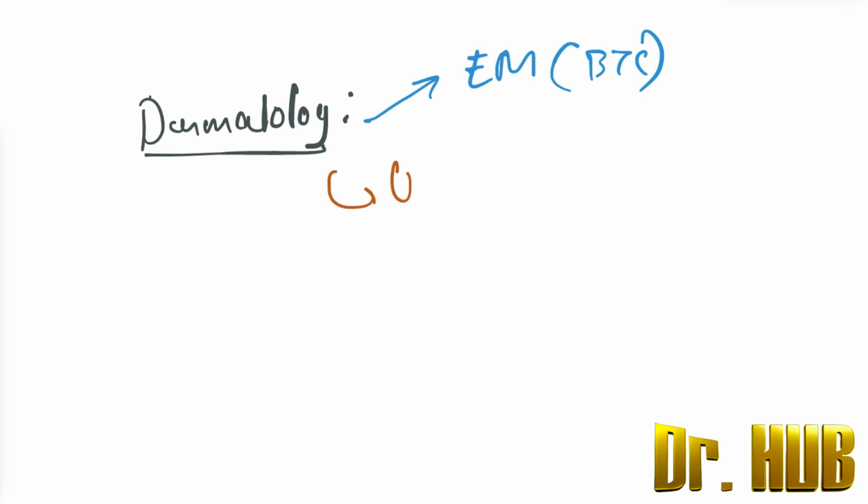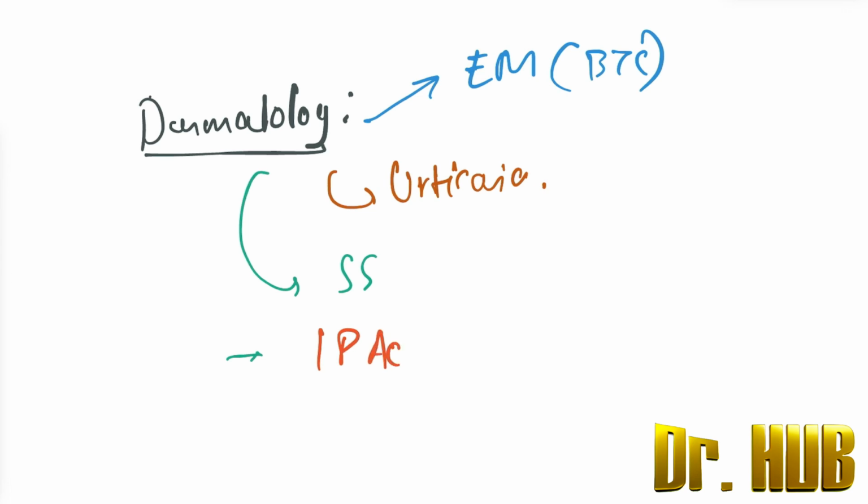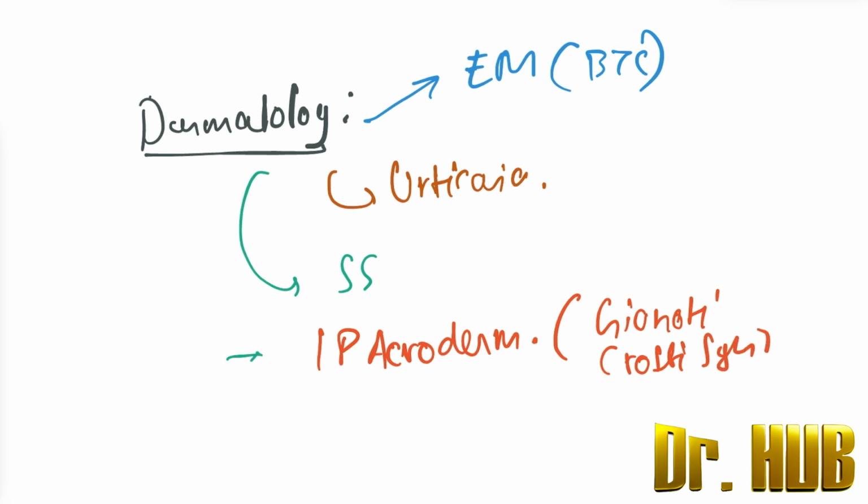Next is the presence of urticaria. Then there is serum sickness as well. Infantile papular acrodermatitis. Then there is Guillain-Barré syndrome. Then there is presence of erythema nodosum.